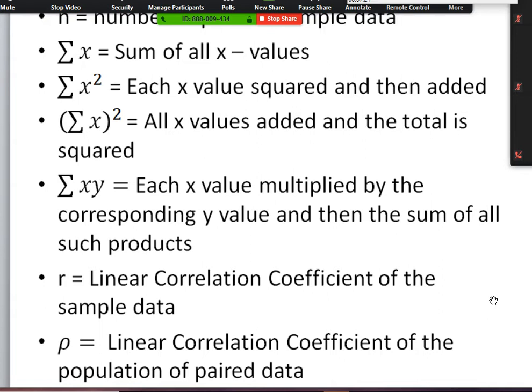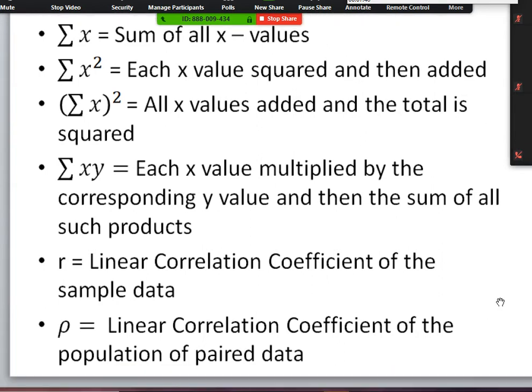Sum of x times y equals each x value multiplied by the corresponding y value and then the sum of all such products. R equals linear correlation coefficient of the sample data, and P equals linear... Whoa, wait, stop. That's rho. The bottom one's rho. R-H-O. Oh, rho equals linear correlation coefficient of the population of paired data. Perfect. Thank you. Yeah, this is rho. It's not a P. It's just that little swoopy thing. There's no little notch on it.